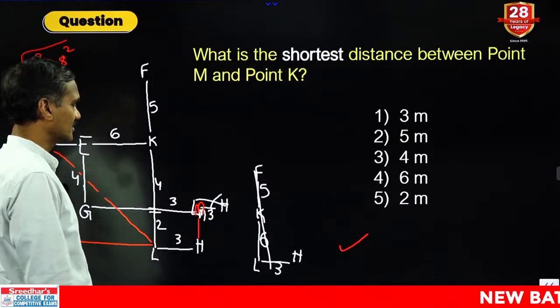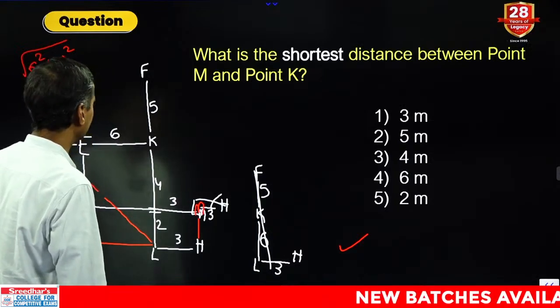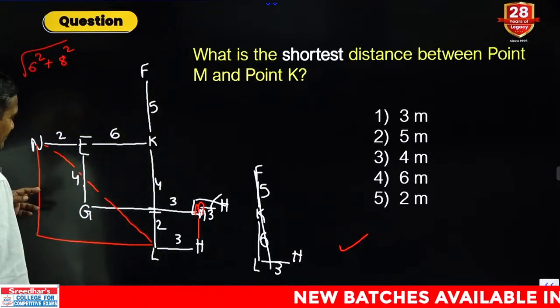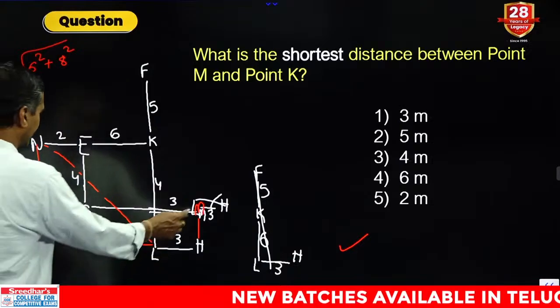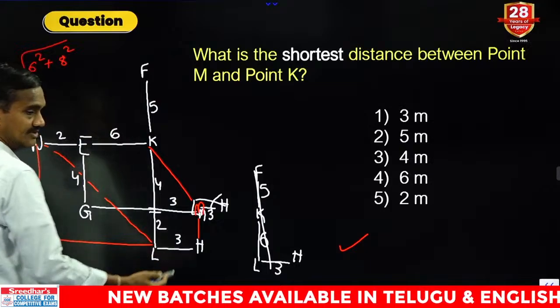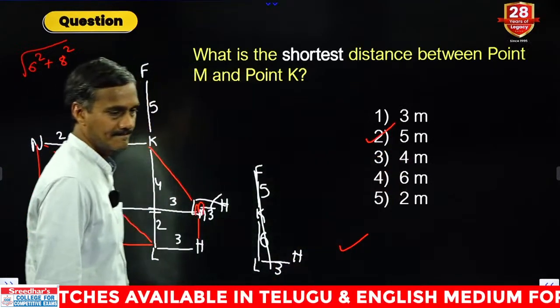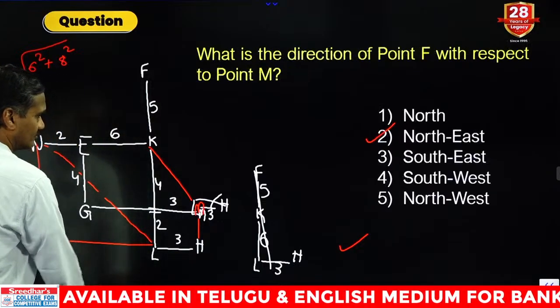The next one, question number 8. In this 8th one, what is the shortest distance between M and K? M is here, K is here. Now we need to find 3 square plus 4 square. How much is that? 5 meters, choice 2.